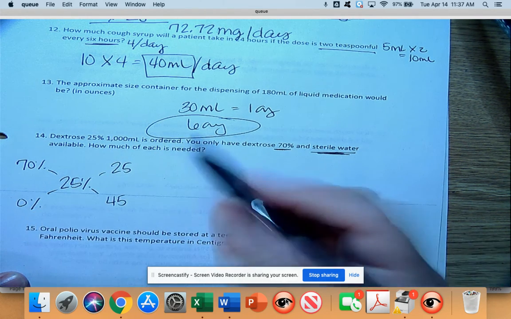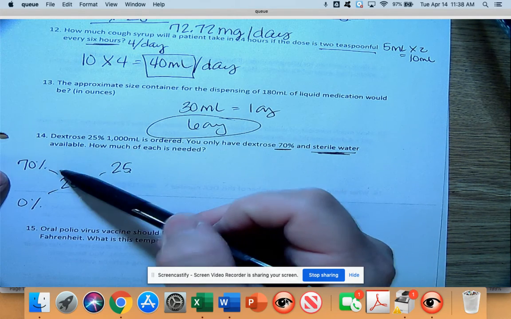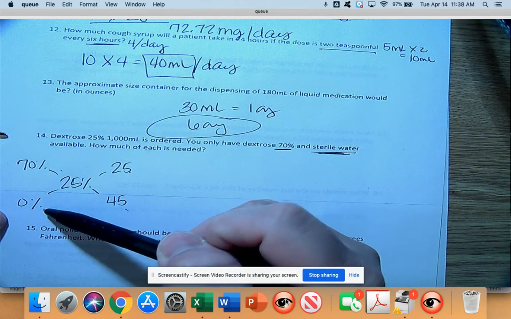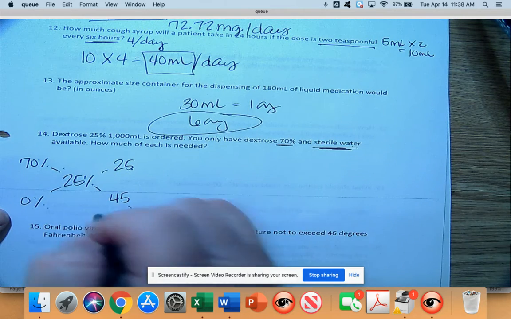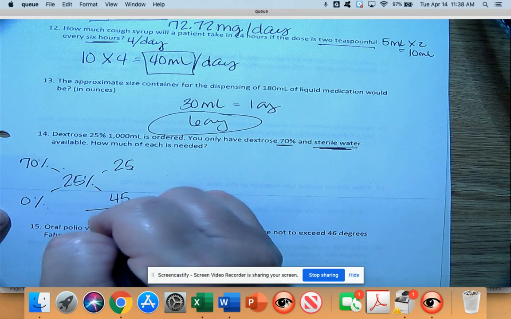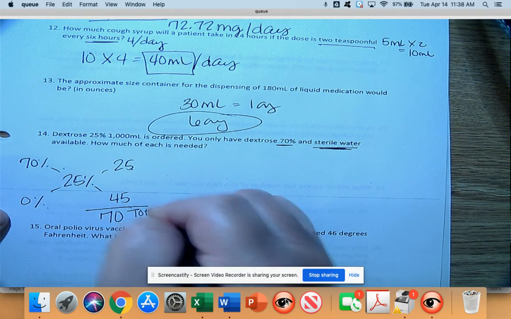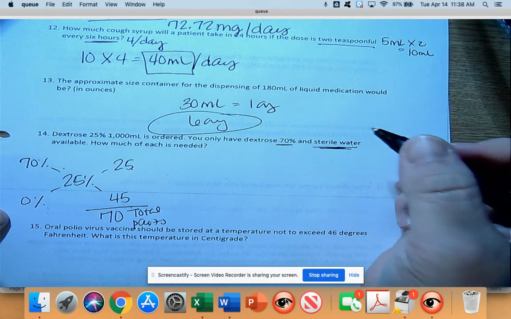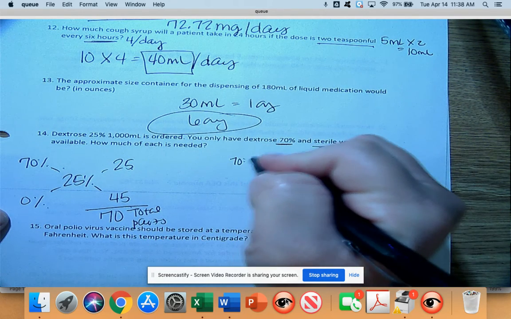Okay, so remember, these are parts. I'm going to need 25 parts of 70%, 45 parts of the 0%, which is the sterile water. I'm going to get my total parts, which when I add those together gets me 70 total parts. And then remember here, I'm just going to label these.